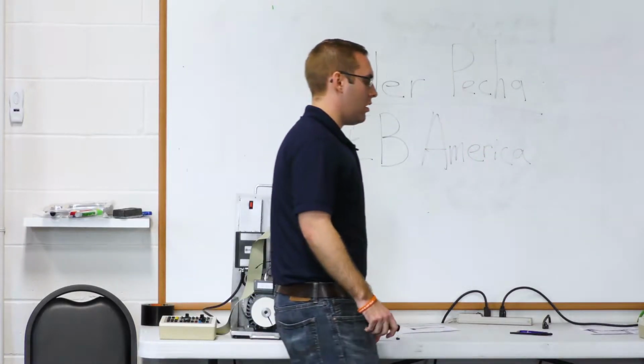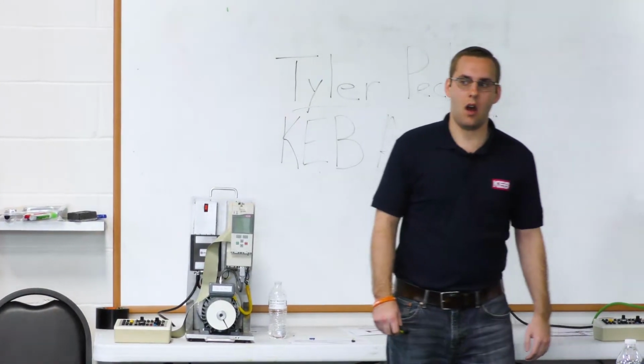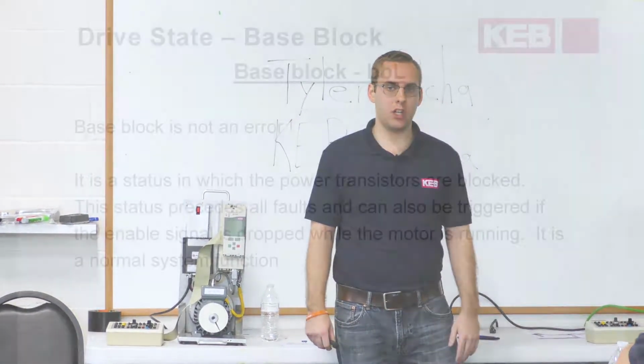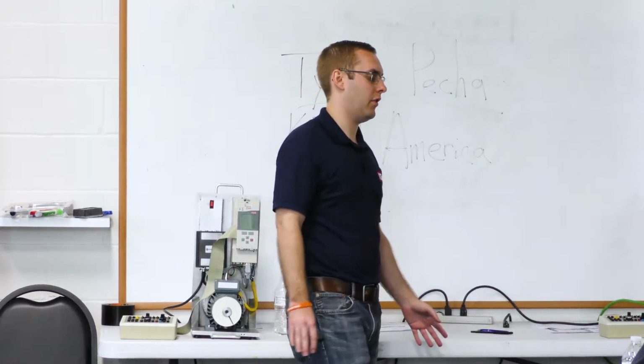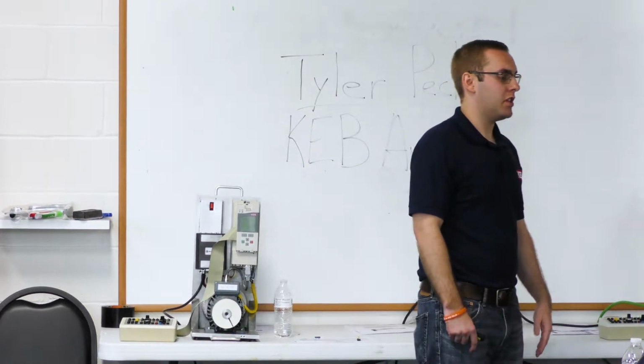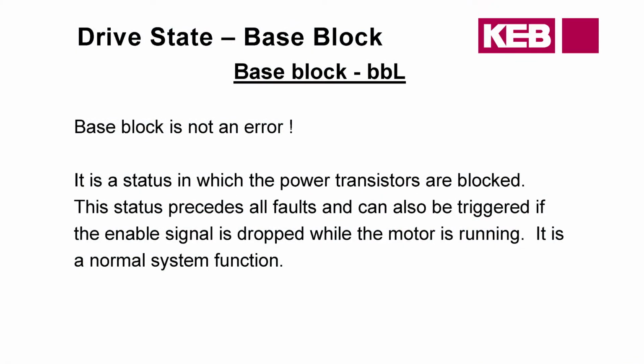All right, so the first one is going to be base block. This actually is not an error. It's more of a status indication. Usually it accompanies an error. So the base block just means that the output transistors, the IGBTs, are not firing. They've been turned off. Usually this will happen with a fault. The fault will happen, and then you'll get a BBL along with it. So if you see a BBL in the fault log, look at what came earlier. That's probably the actual fault that caused it.